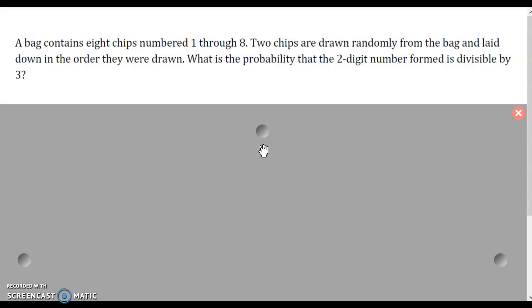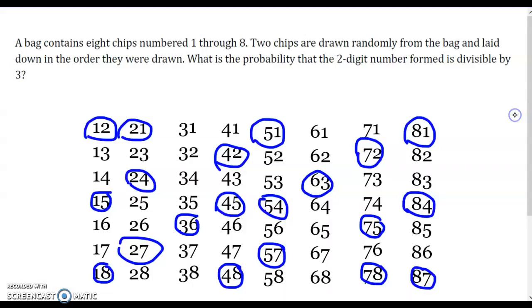I believe that's the easiest way to do it. So you can list out 1 and 2, 1 and 3, 1 and 4, 1 and 5, 1 and 6, 1 and 7, 1 and 8, 2 and 1, 2 and 3, 2 and 4, 2 and 5. Then what I'm going to do is show you this here. I went ahead and listed all of those. Notice that I did go ahead and repeat. So this is 1 and 2, but this is also 2 and 1. Okay? So whichever number you draw first gets laid first.